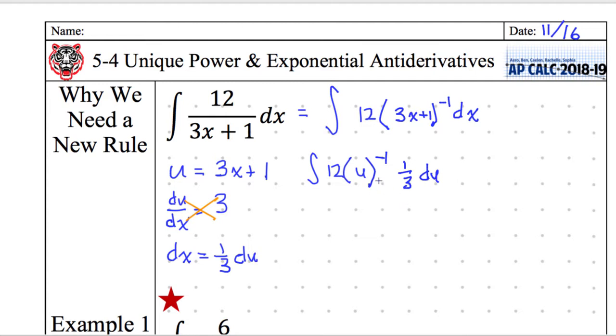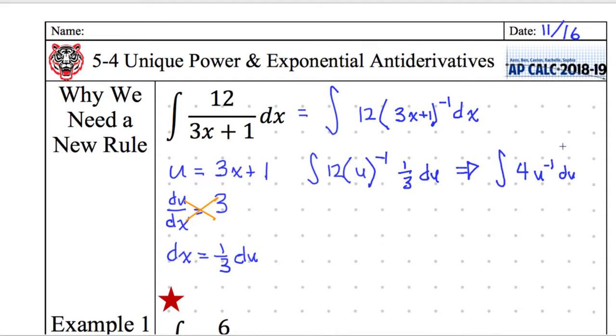All right, we plugged everything in. We can go ahead and simplify this too. That turns into the integral of what? The 1/3 and 12, can you simplify those? 4u to the negative 1 du. Perfect. Now we have a nice simple integral.